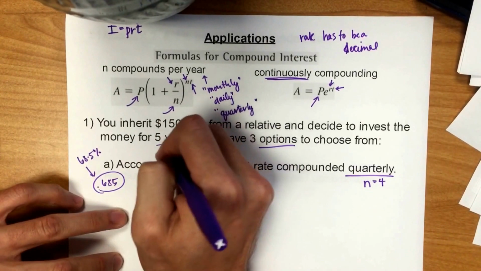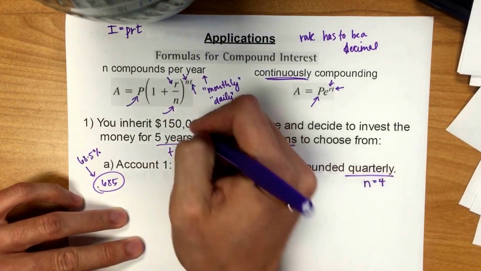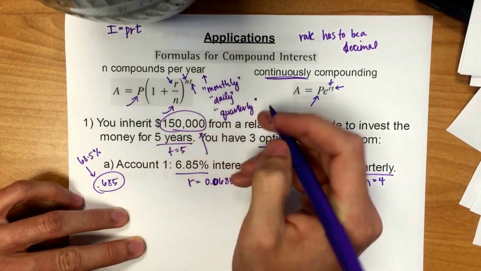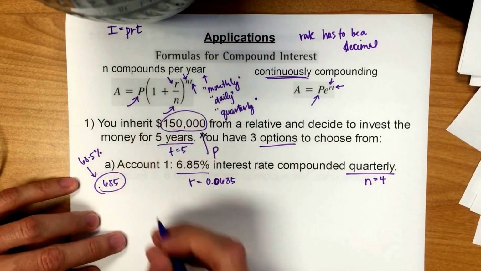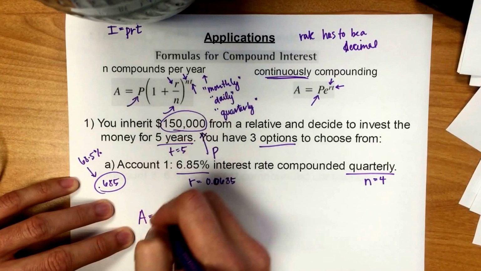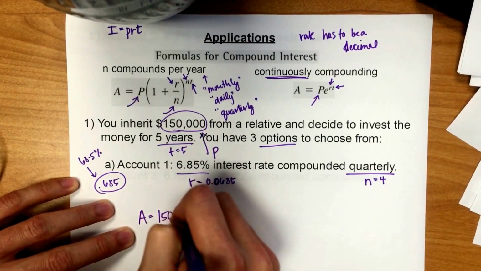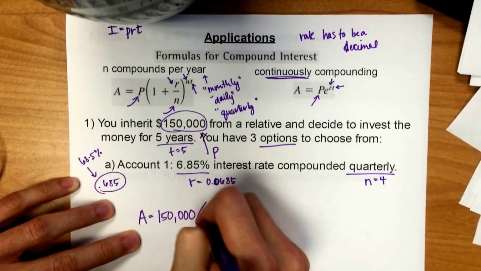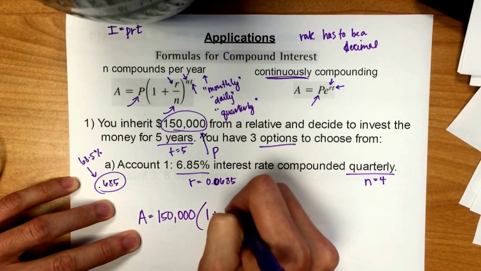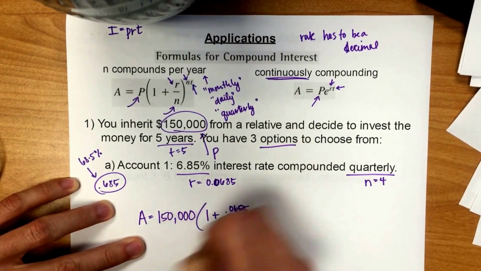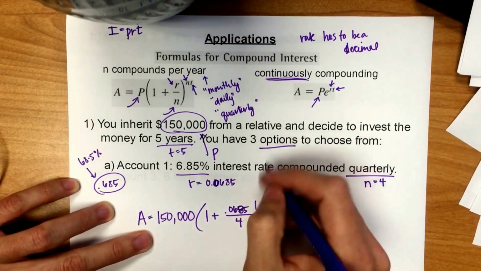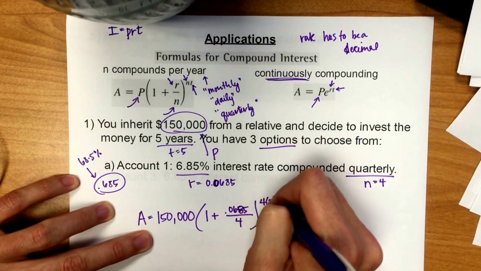So my t here is 5 because it's 5 years, and my initial investment is the $150,000. So I've got everything I need, so we're going to plug into my first formula. P is 150,000 times 1 plus 0.0685 divided by n, which is 4, and we're raising to the 4 times 5 power.